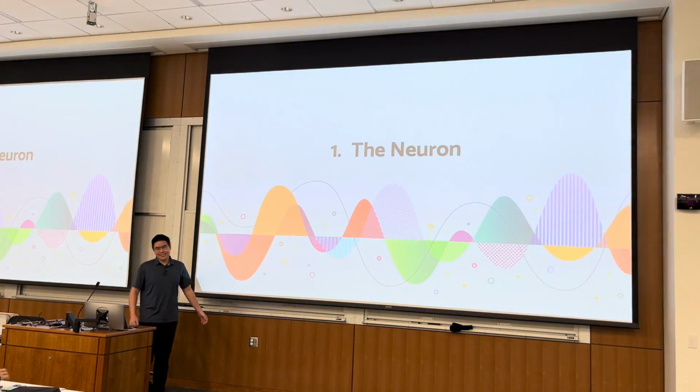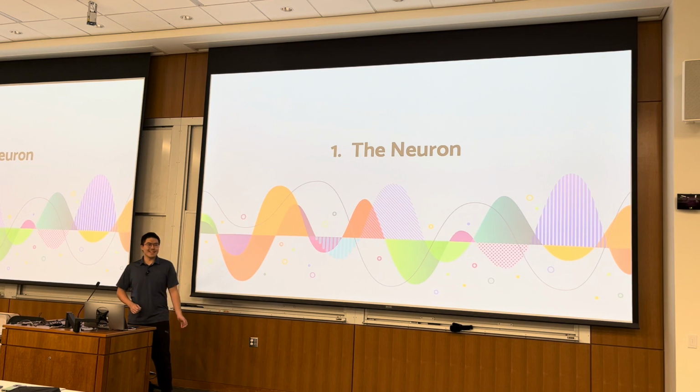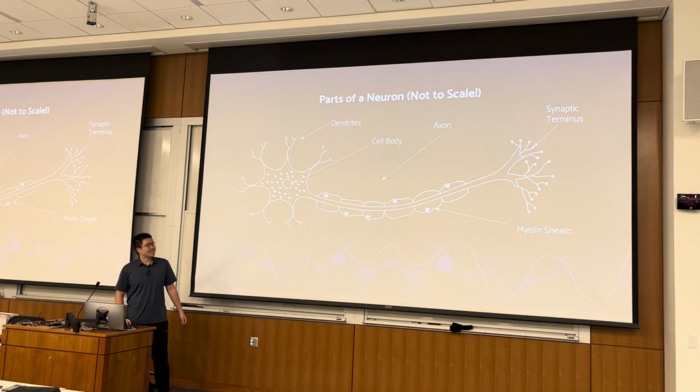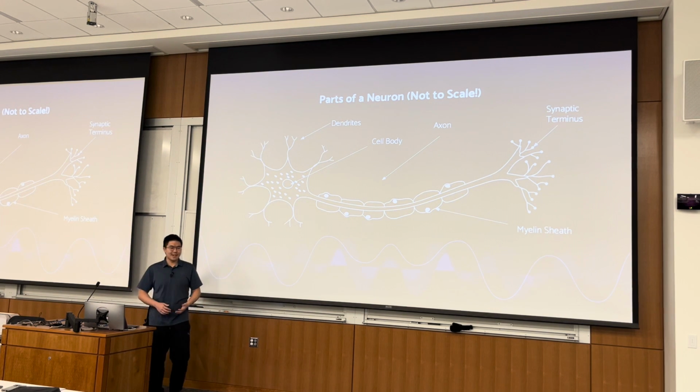Right. Okay. So we're gonna start with the neuron, and the neuron is pretty much the basic building block of our brains, also our nervous system, and it can do some really cool things. So we'll start with the parts of a neuron. You can see we have dendrites, which are like the tips, and you can think of them like the inputs of our neuron. And then we have the cell body, which performs our cellular functions.